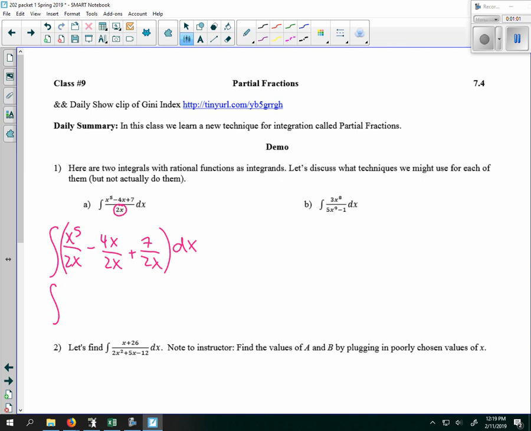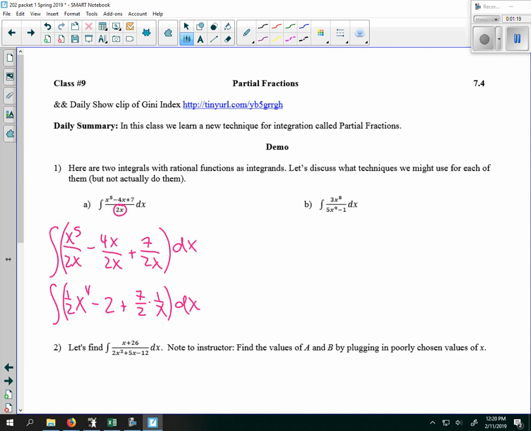So this becomes 1/2 x to the fourth minus 2 plus 7/2 times 1 over x dx. And then you can just integrate term by term.